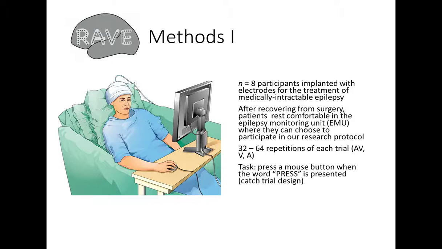And if they wish, they can participate in our experiments, and that involves them looking at a screen, as you can see on this cartoon here, and holding a mouse to make behavioral responses. So in this experiment, they would see 30 to 60 repetitions of each of the words in each different condition, and they would press a mouse button when they heard a specific word, in this case the word press.